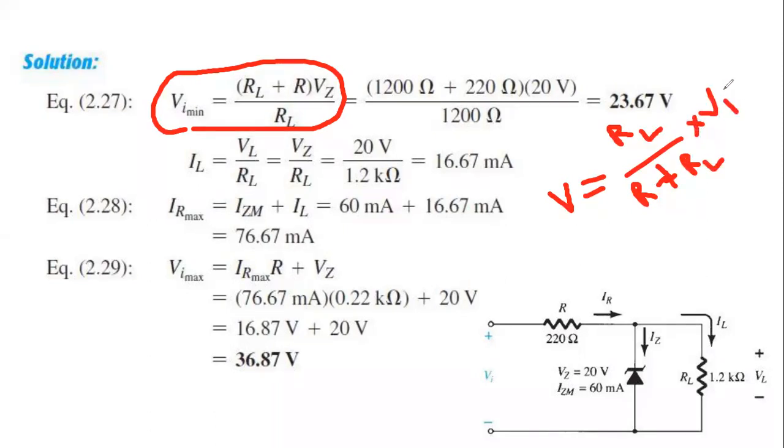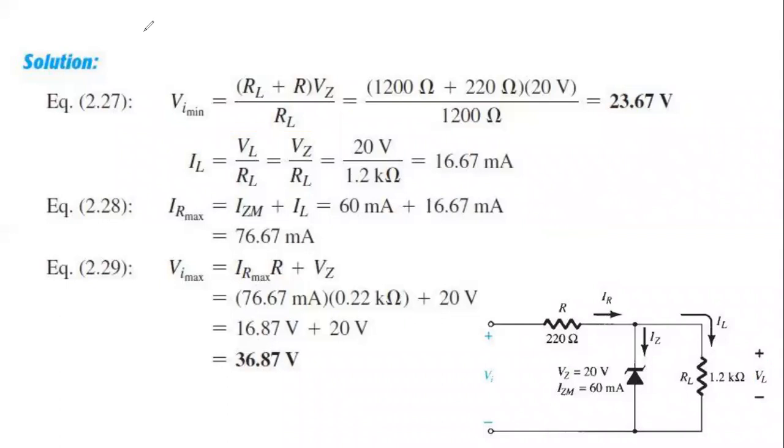Now everything is given here. We need to find out what is Vi; that will be the minimum. So this will be multiplied with this V, and RL divided, by cross multiplying, we get (RL plus R) into VZ divided by RL. Why is it VZ? Because we all know that VL is parallel to the Zener. Now if we plug in all the values, we get 23.67 volts, the minimum voltage that is required for the Zener diode on operation.